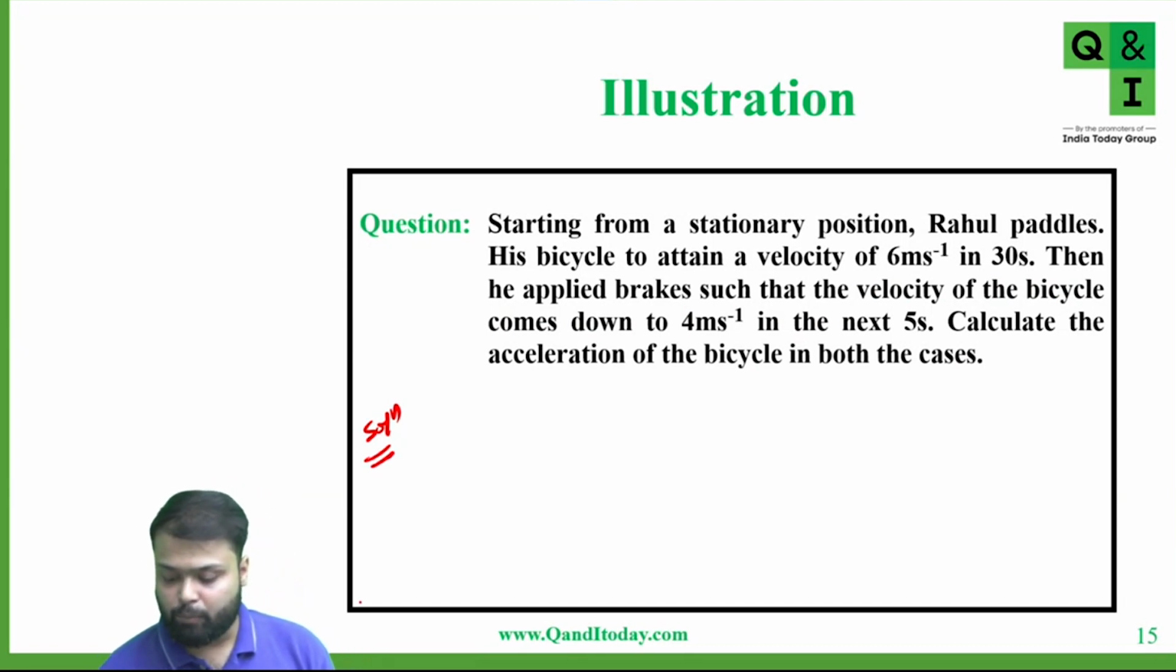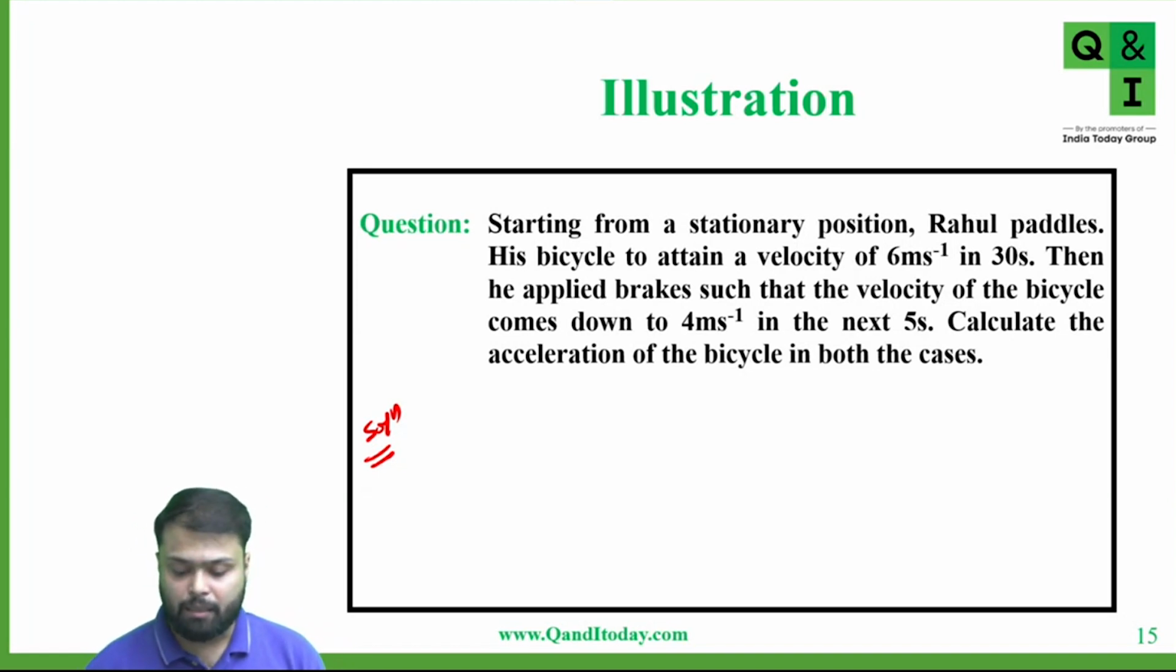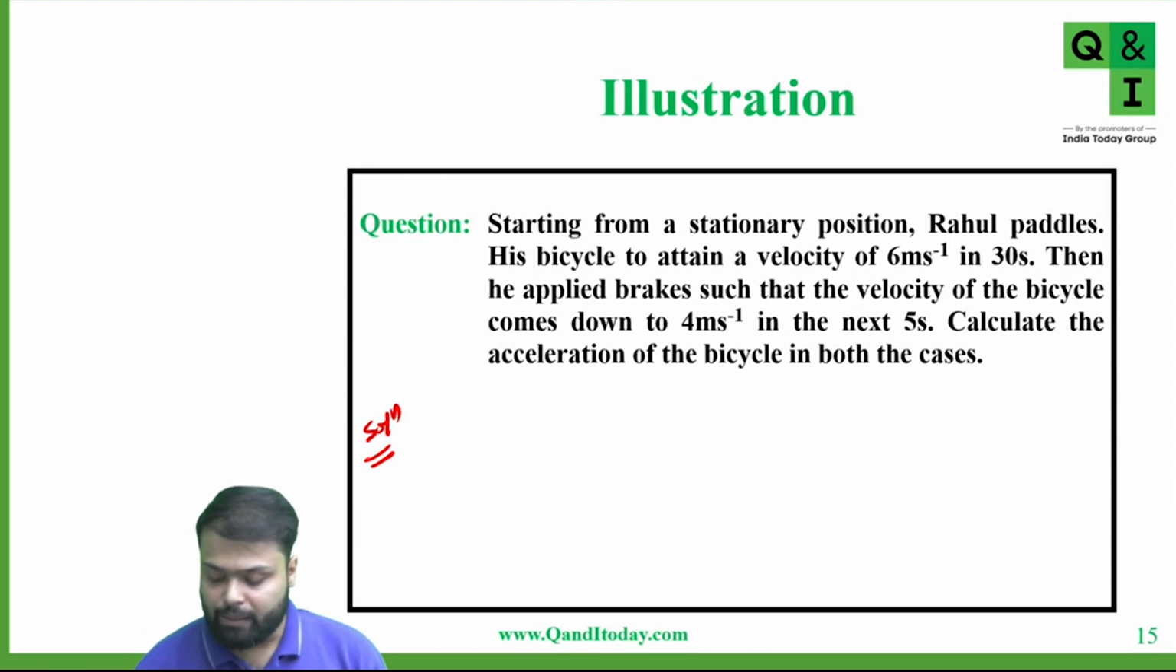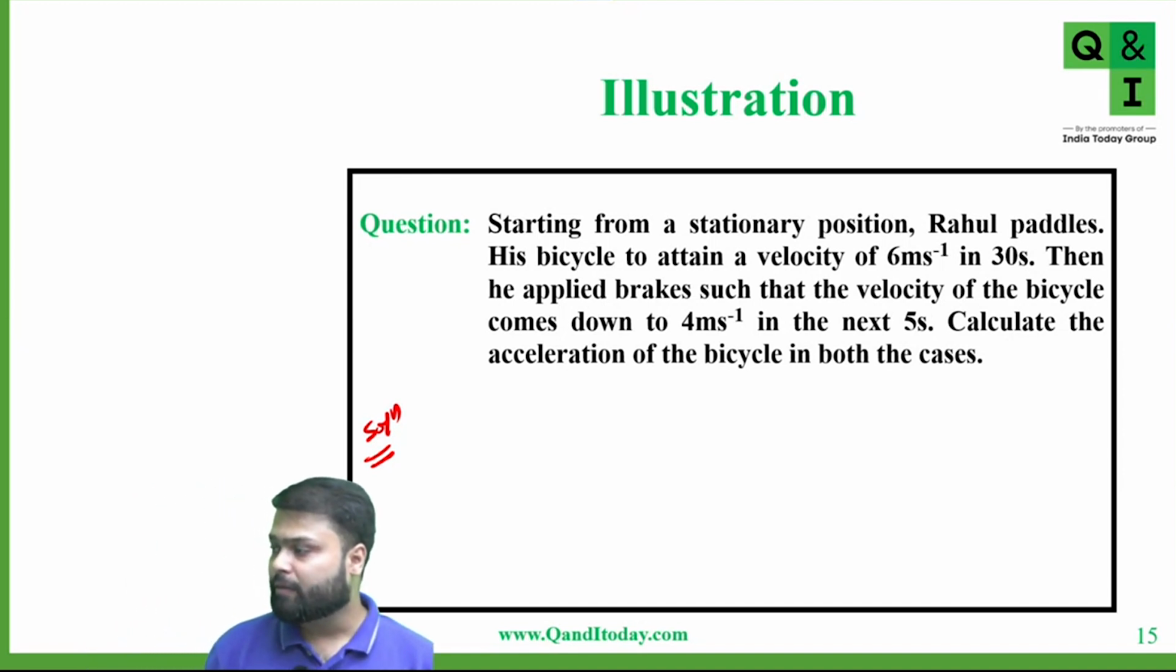Starting from a stationary position, Rahul pedals his bicycle to attain a velocity of 6 meters per second in 30 seconds. Then he applied brake such that the velocity of the bicycle comes down to 4 meters per second in the next 5 seconds. Calculate the acceleration of the bicycle in both the cases. Everyone solve this question.